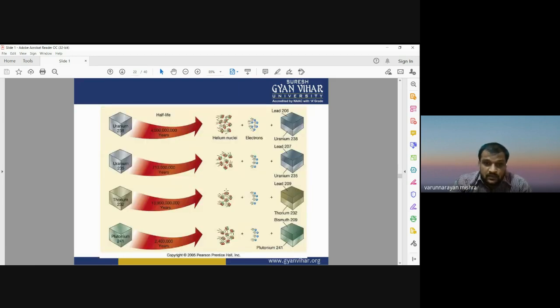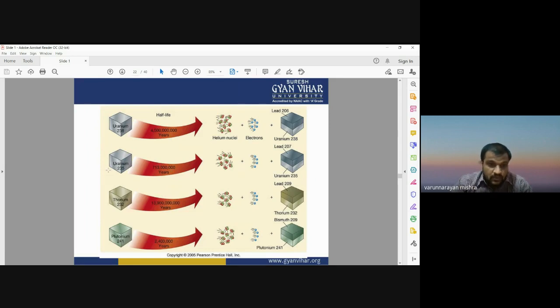Okay, so this is the figure showing the half-life of different radioactive elements: uranium, thorium, and plutonium. Uranium has a half-life of 4.5 billion years. It will take 4.5 billion years to decay half of its particles. Means after 4.5 billion years, the uranium releases 50% of the nucleus particles, and it will be converted into a different isotope or different element.